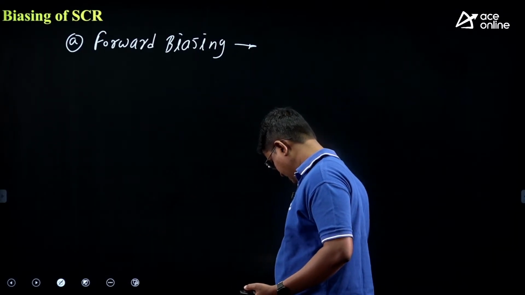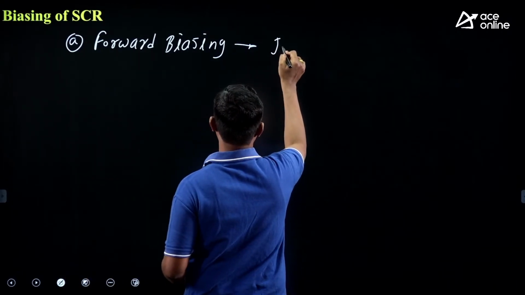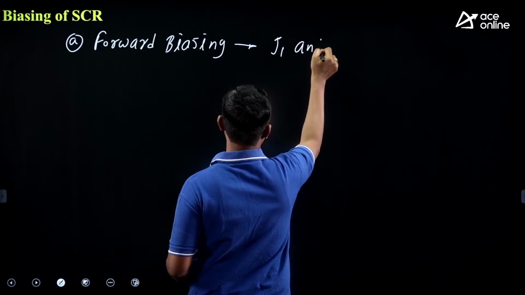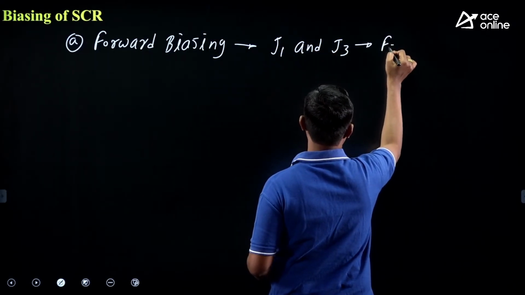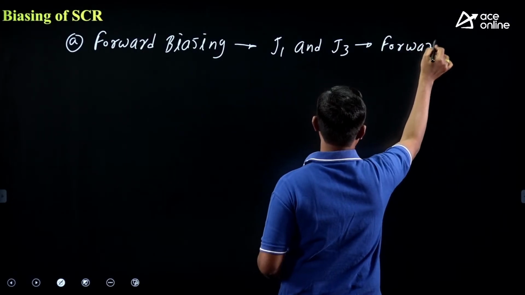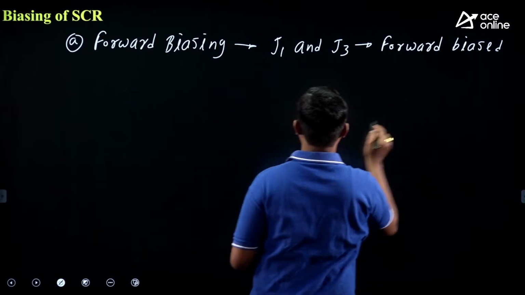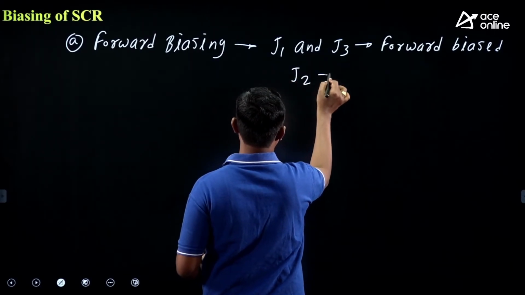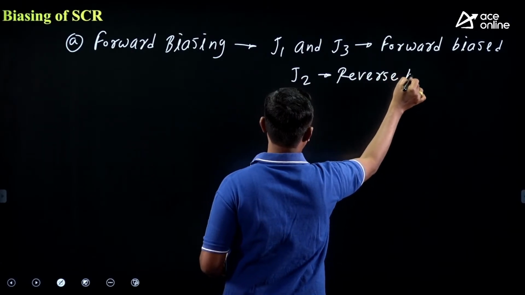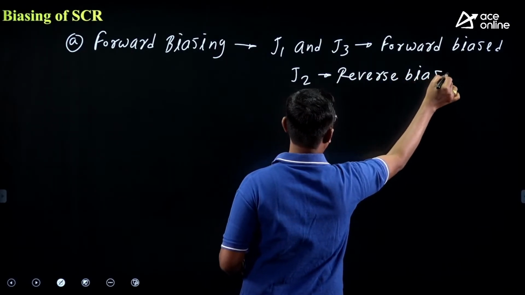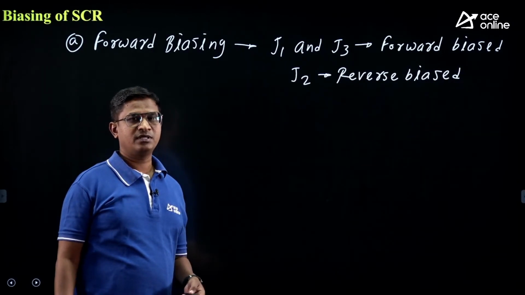Yes, very good. So J1 and J3 will be in a forward bias mode, and J2 reverse bias. Right? J1, J3 forward bias, J2 reverse bias.